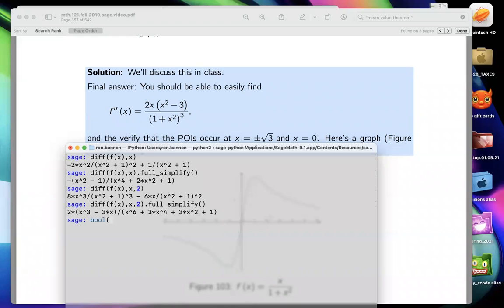What's Boole? It's a Boolean algebra. And I want to see if this thing here is the same thing as what I've written over there. What I've written down: 2 times x squared minus 3, divided by 1 plus x squared cubed. Now I'm expecting to see a true. Yep, it's true. All right.